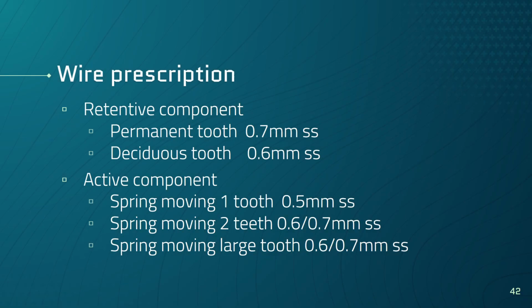Now, a retentive component for the permanent teeth is made from 0.7 millimeter stainless steel wire. For deciduous teeth, it is 0.6 millimeter stainless steel wire. For the active component, springs that are used to move one tooth are 0.5 millimeter stainless steel. For springs used for moving two teeth or to move a single large tooth, it may be 0.6 or 0.7 millimeter stainless steel.